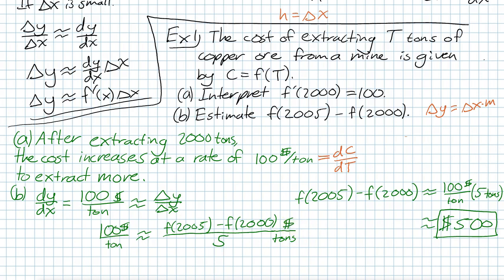And now, to understand what all this really means, it always helps to think about units, in this section and throughout calculus, but especially here. That 5 is a number of tons. It's an increase in the number of tons. So if you multiply both sides of this equation by 5 tons, $100 per ton times 5 tons gives you a result of $500, which is how much more it costs to mine 2005 tons than mining 2000 tons. So it's like the additional cost for those 5 tons of copper ore. Or you could think of it as the marginal cost in economics terms.